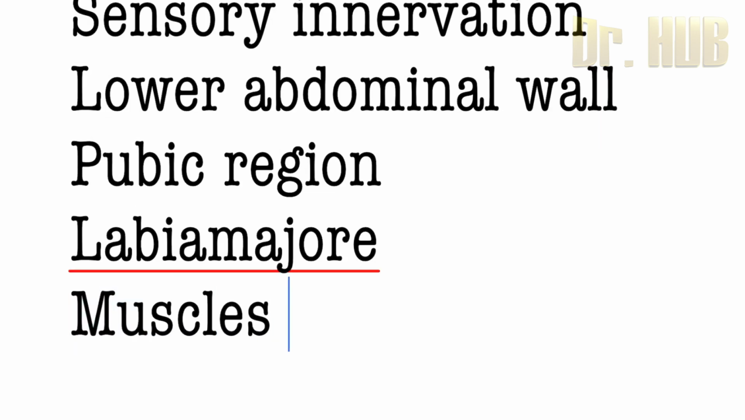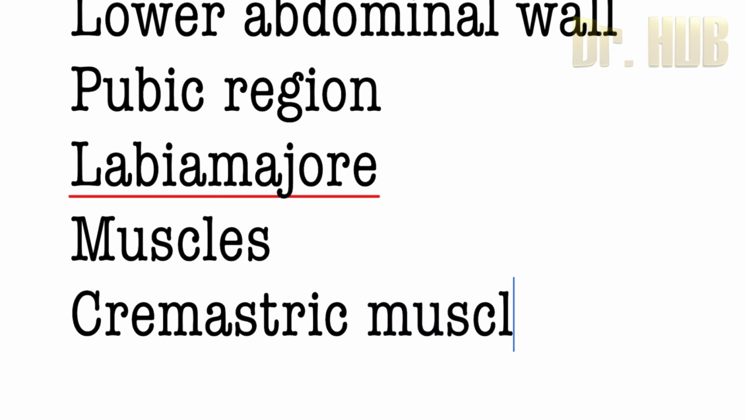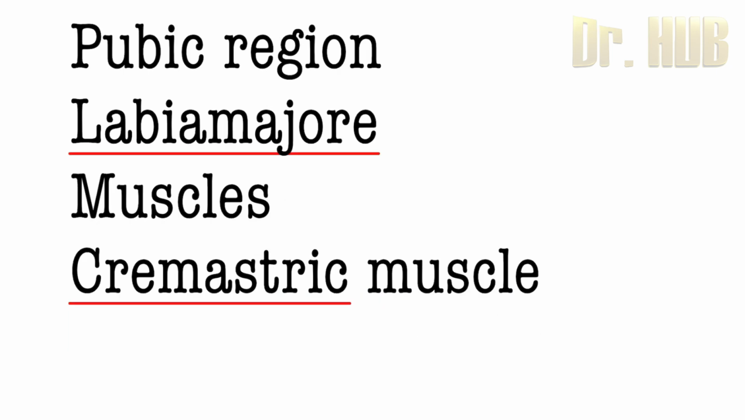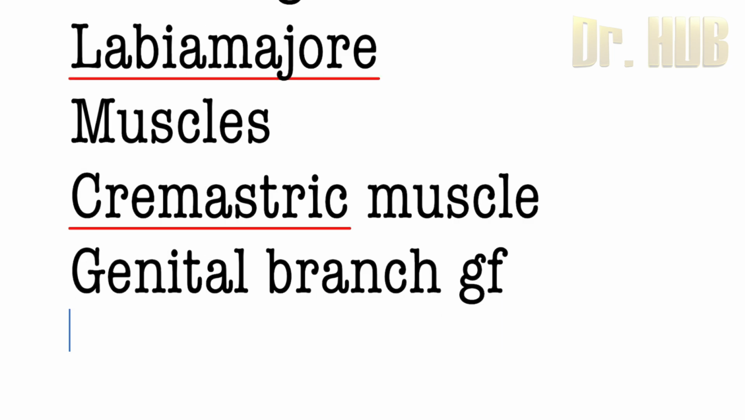Now what are the muscles it supplies? The muscles include the cremasteric muscle. The cremasteric muscle is the thin muscle that surrounds the spermatic cord and the testis, and the genital branch of the genitofemoral nerve innervates it.